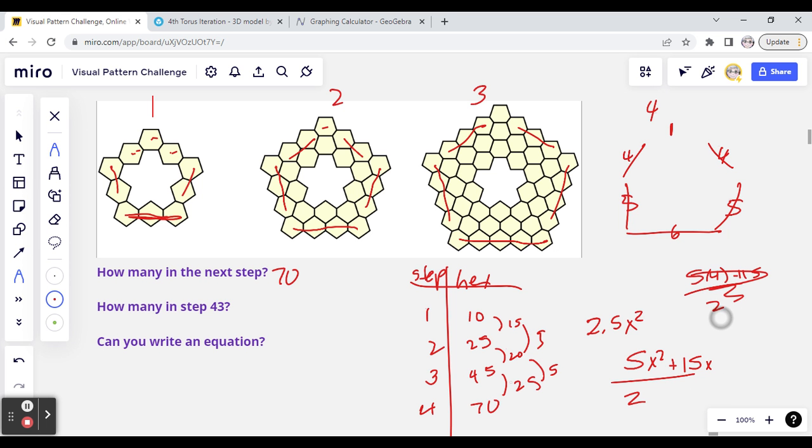How does it work in step 2? So 5 times 2 squared, so that's 4, plus 15 times 2, that's 30 over 2. 20 plus 30 would be 50, divided by 2 is 25. Aha, so that does work for step 2. Let's just test it with step 3, just in case. So 5 times the step number squared, so that'd be 9, plus 15 times the step number, so 15 times 3 would be 45, and all that divided by 2, and 5 times 9 is 45, 45 plus 45 is 90, divided by 2 is 45, so this is working.